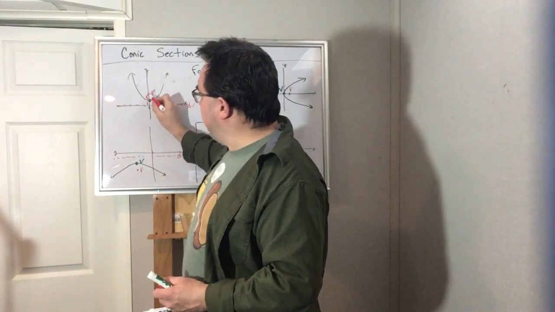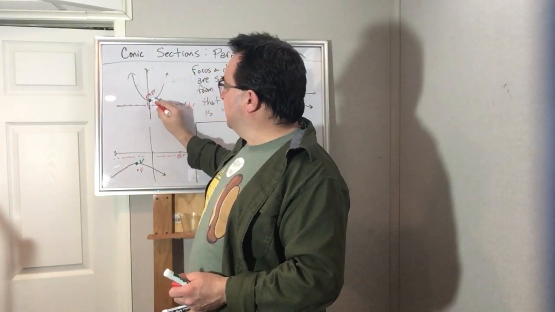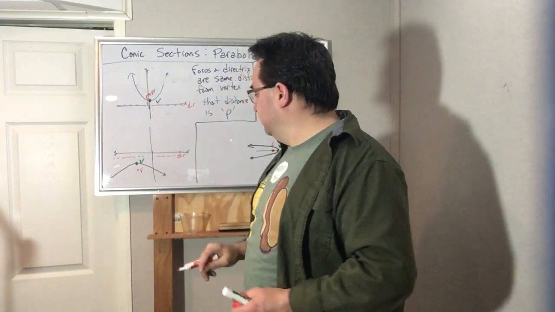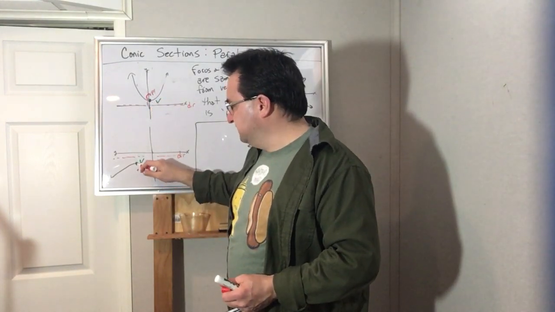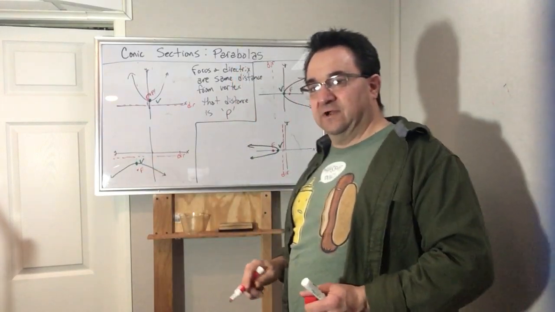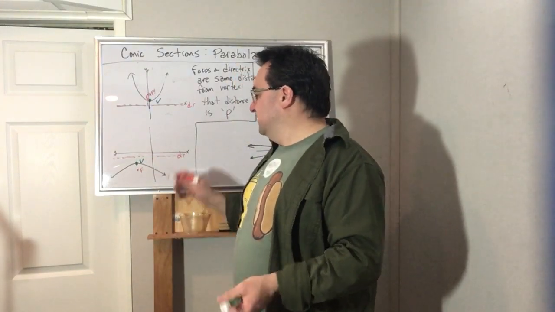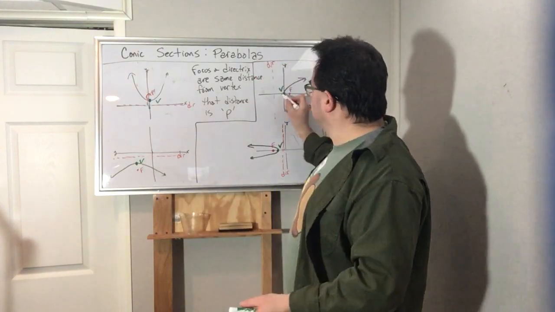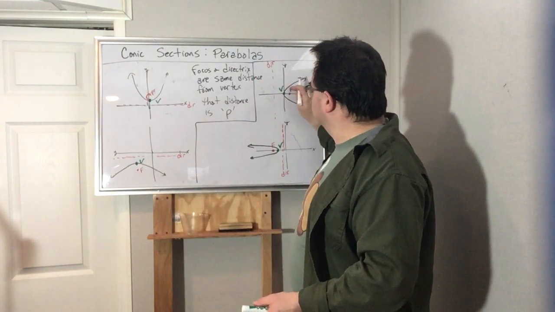So this would be P units up and P units down. So if it was 1 up, it'd be 1 down. If it was 2 up, it'd be 2 down. If this is half a unit to this focus, it's half a unit to the directrix, and I would call that P equals 1/2 if that was a half. If this was like 5 units, oh, I didn't draw this very well, did I?